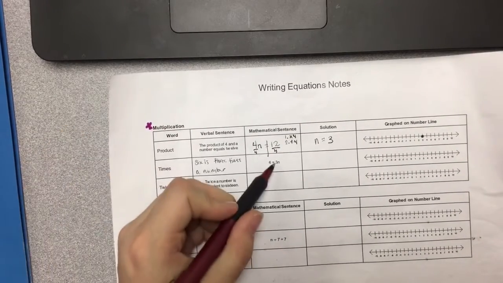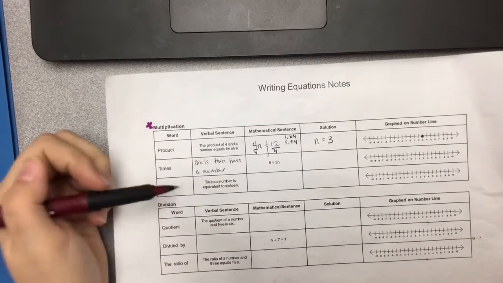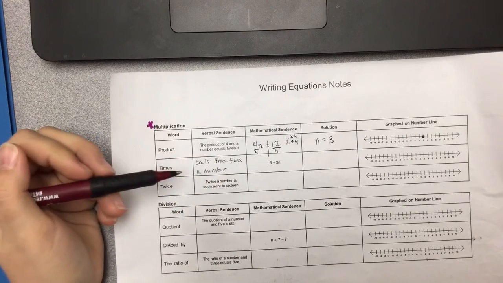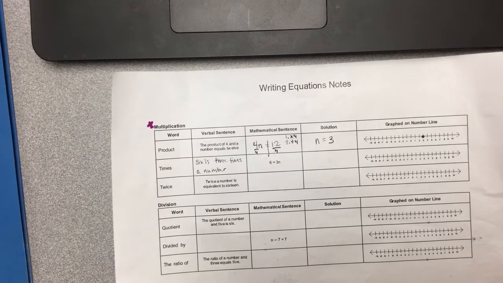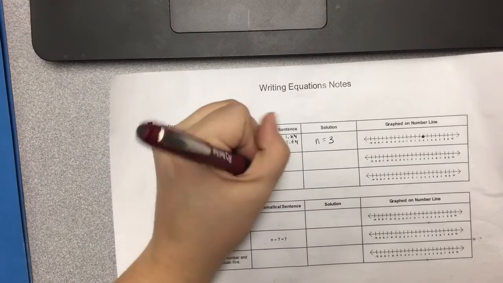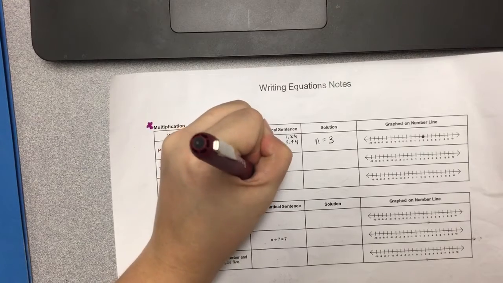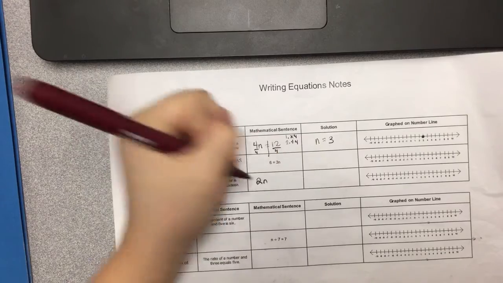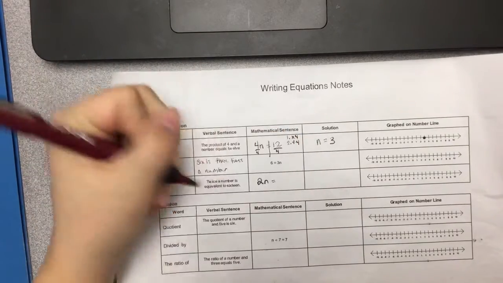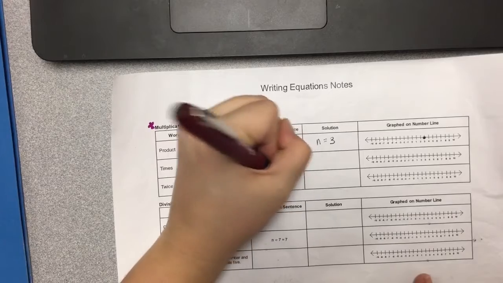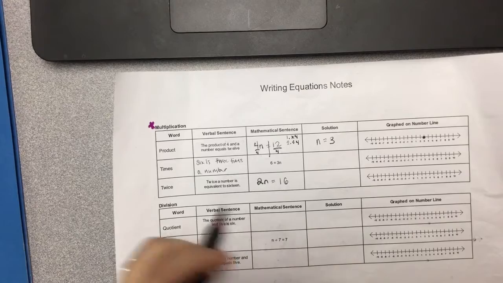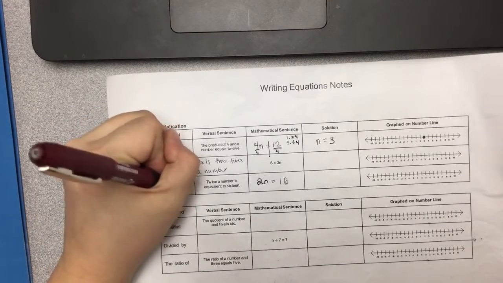You understand times. I think you can solve this by doing your 1-2s. Let's look at twice. Twice a number is equivalent to 16. So twice. That means you're multiplying, but it's already telling you what you're multiplying by. You're multiplying by 2. So 2 multiplied by our number n equals, because it's equivalent to, 16. Now that we have that, you can solve that pretty easily. It's just understanding that twice means times 2.